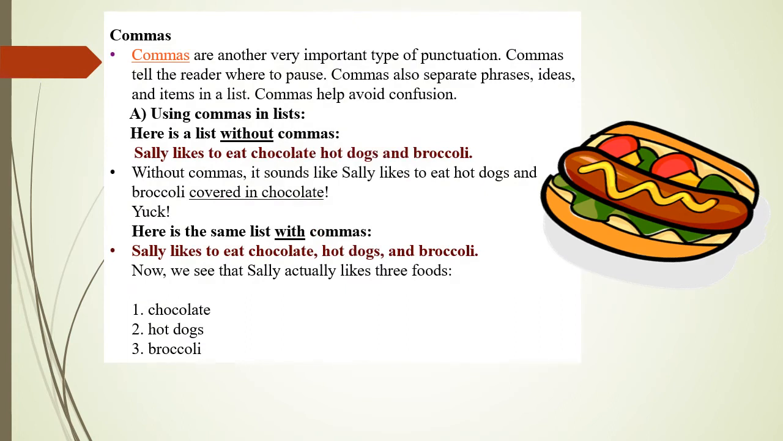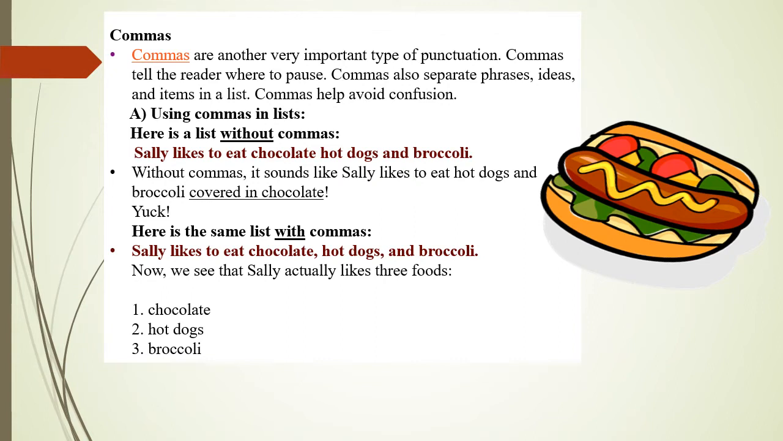Now let's talk about commas. Commas are another very important type of punctuation. Commas tell the reader where to pause. Commas also separate phrases, ideas, and items in a list. Commas help avoid confusion. Using commas in lists.